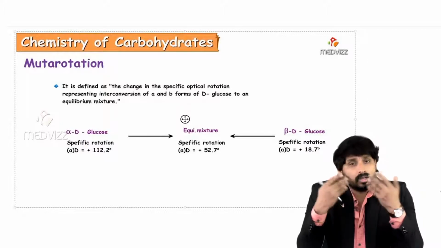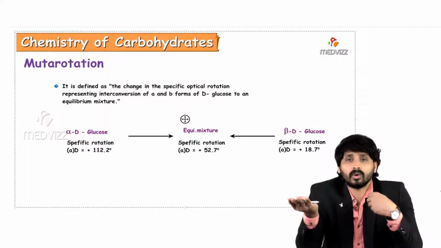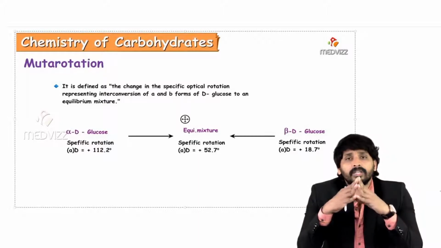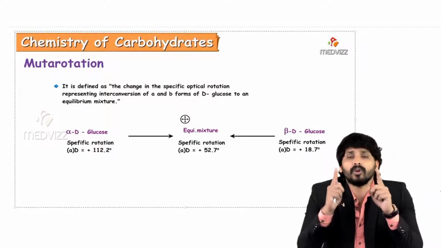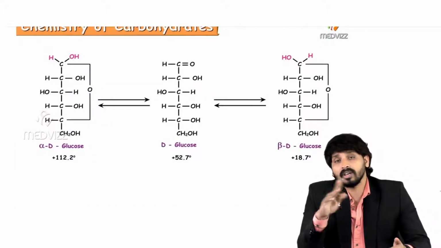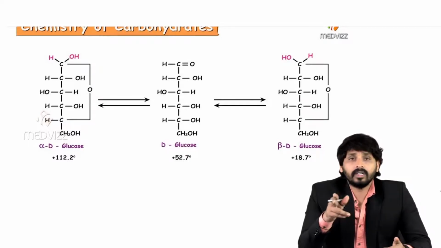Whether it is the sparingly soluble crystalline form of glucose or the dehydrated form of glucose, both reach an equilibrium mixture at one particular point, and that specific rotation is 52.7 degrees. That means alpha and beta forms are interconvertible.